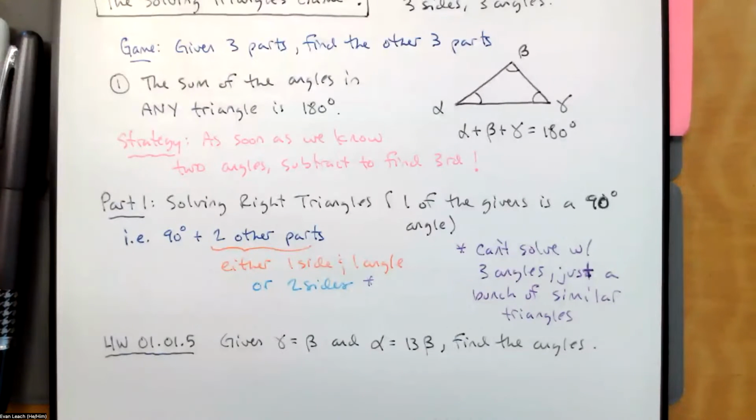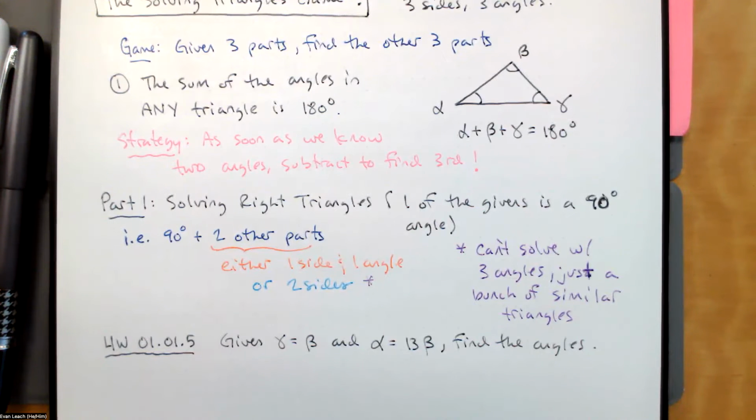Let's take a quick detour into one of the homework problems. There was a request for section homework, chapter one, section one, problem number five, which has some variation of the following. We're given that angle gamma is equal to angle beta, and angle alpha is 13 times angle beta, and we're asked to find the three angles.